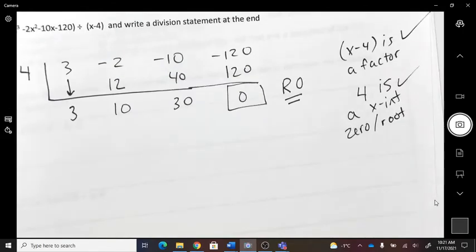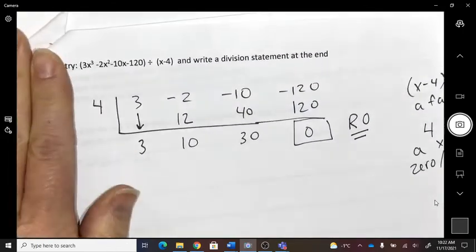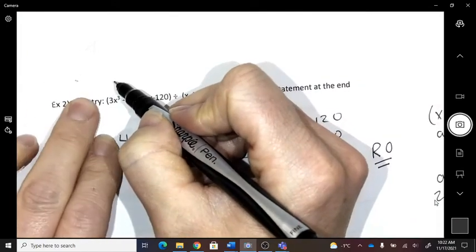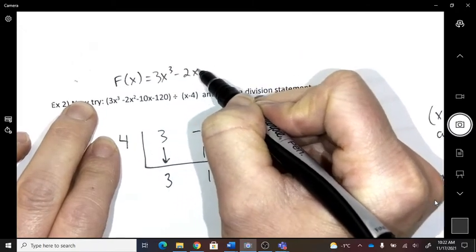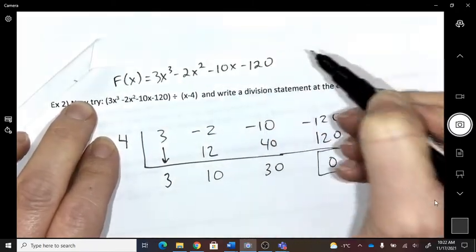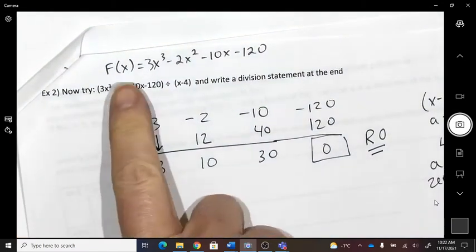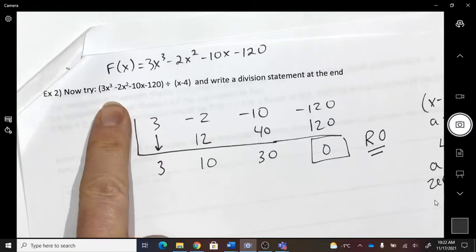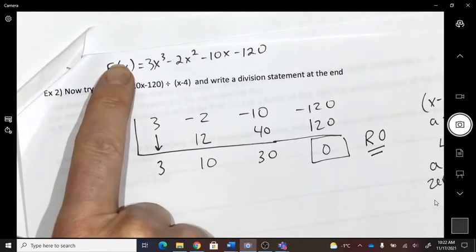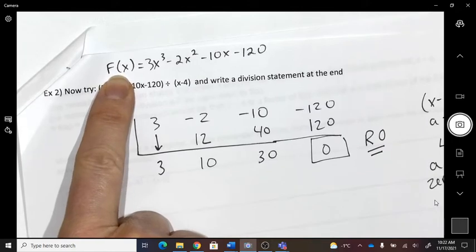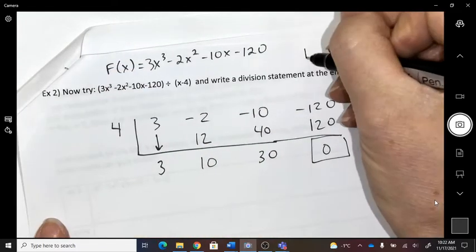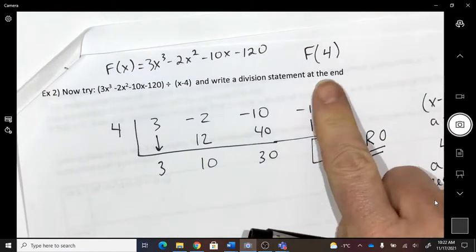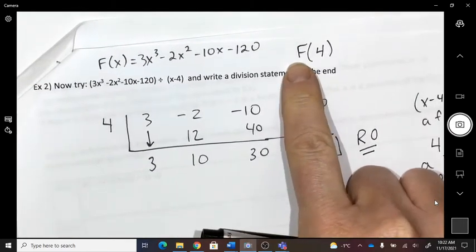Okay, I'm just going to talk about some language here. You might see something like this. Okay, if I had named that function, this is just a way of naming functions. If I had called it f of x, then I can tell you this statement is true. What does this mean to you?